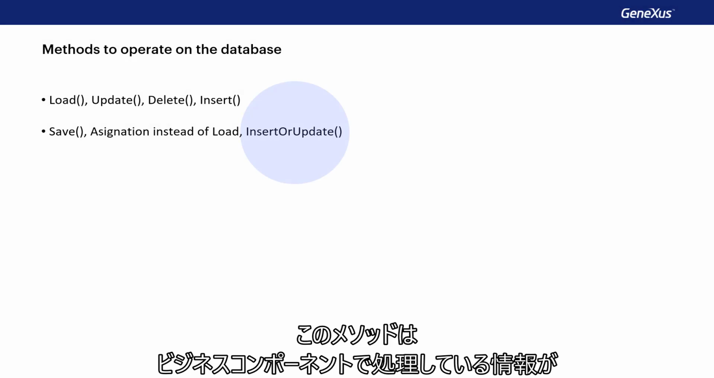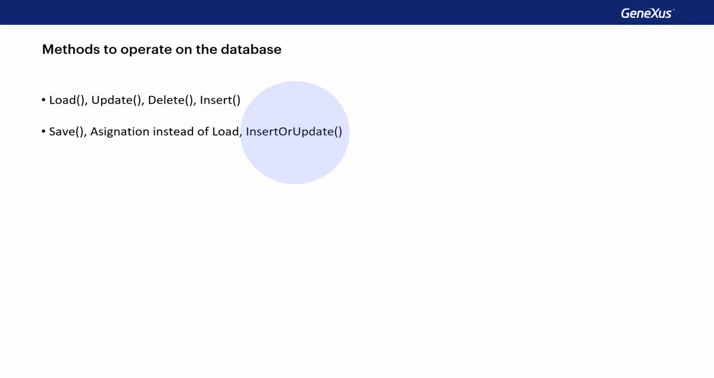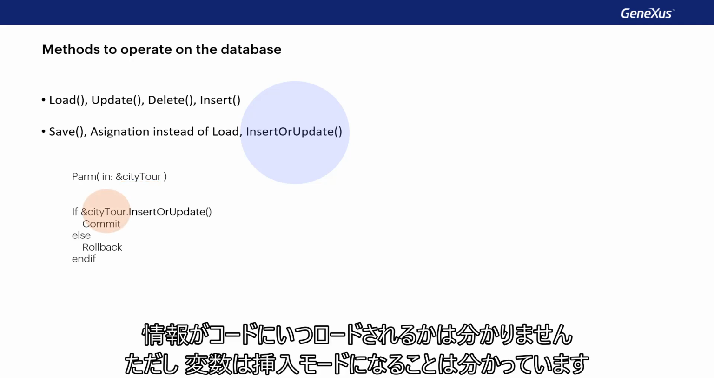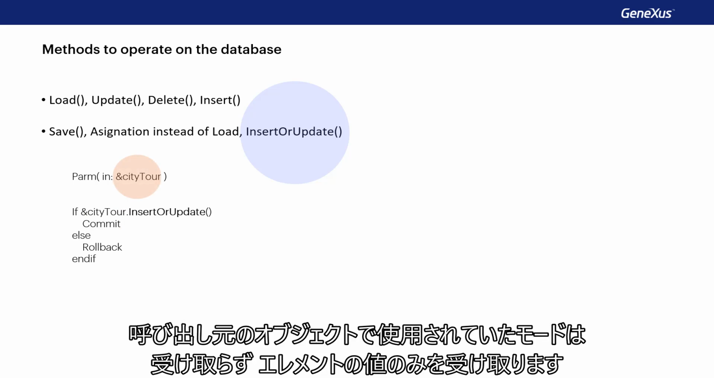This method is used when we don't know if the information we're handling in the business component actually exists in the database. For example, in a procedure, data is received in a business component variable. We have no idea when information will be loaded in the code. However, we do know that the variable will be in insert mode, as it's new to the object, even if it's a parameter. It doesn't receive the mode it was in the calling object. It only receives the value of its elements.